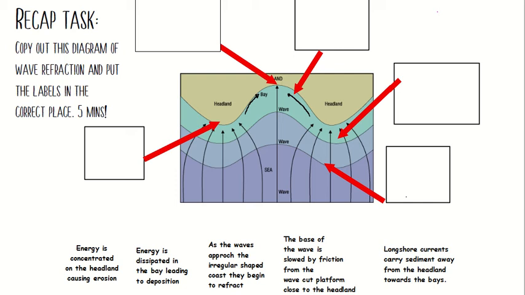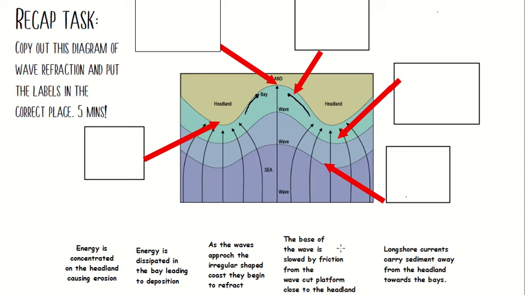I'm going to go through the answers now, and it's cheating if you haven't tried to at least think it through for yourselves. So basically, energy concentrated on the headland should go here. And then it's nice and easy. We've got, as the waves approach the irregular shaped coast, they begin to refract. That should go over here on the right hand side.